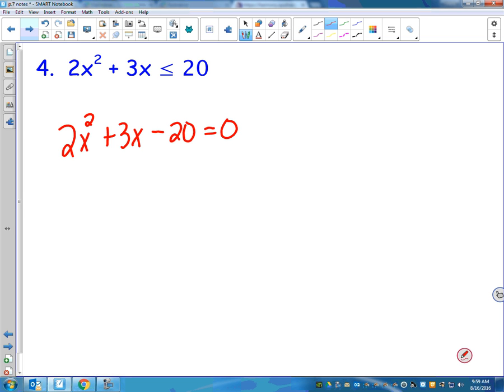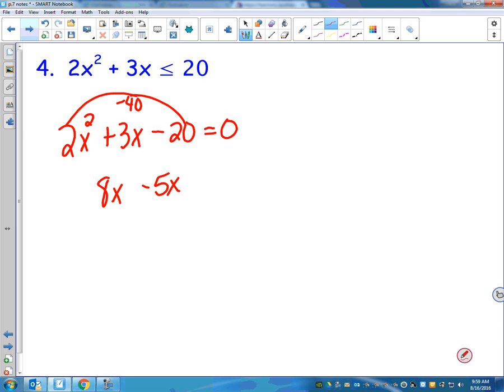You would get a number where you take this number times this number, and you would get -40. And you have to think now, multiply to give you -40, that subtracts to give you 3 in the middle. 8 and -5, and I just said 8x minus 5x. And again, there's some people that just kind of stink at factoring, and that's okay. Do the quadratic formula. It works.